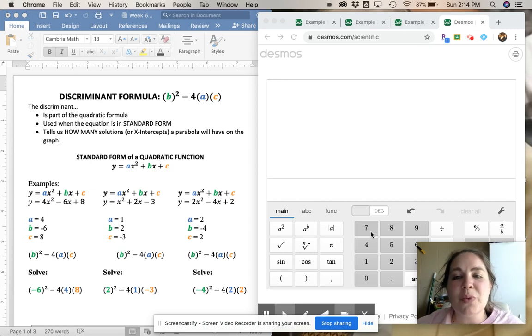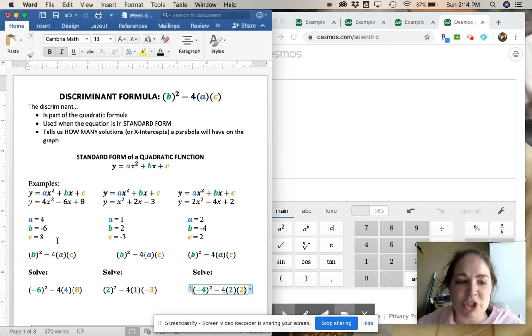So in this short video, we're going to talk about actually calculating the value of the discriminant and then using that to interpret what that tells us about our quadratic function. So we're going back to the same examples that we just looked at over here on the left side of your screen. You can see that we've already set up the discriminant formula for 3 different quadratic functions. So now what we're going to do is use the Desmos scientific calculator to calculate the value of the discriminant and then use that to tell us what that actually means.